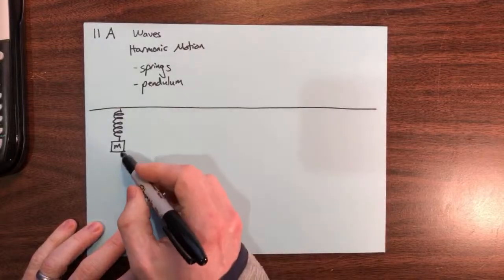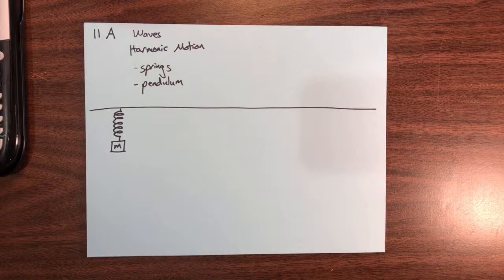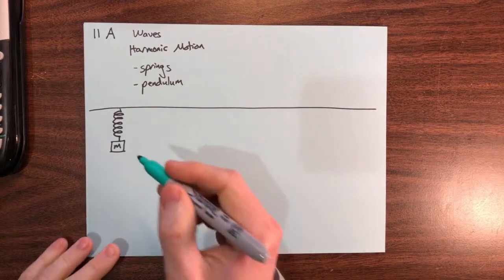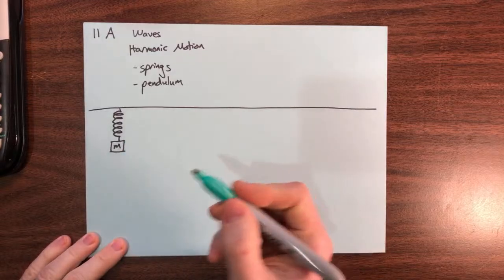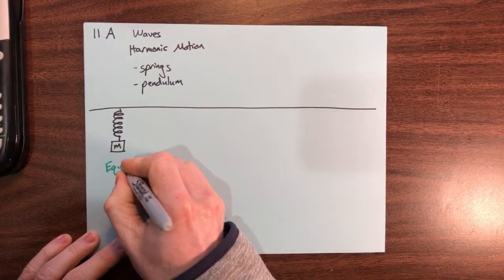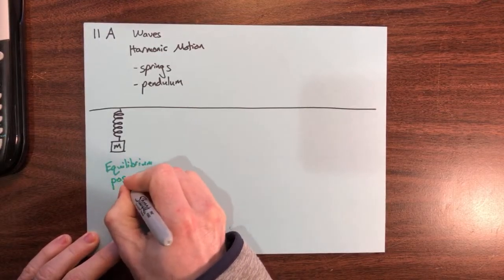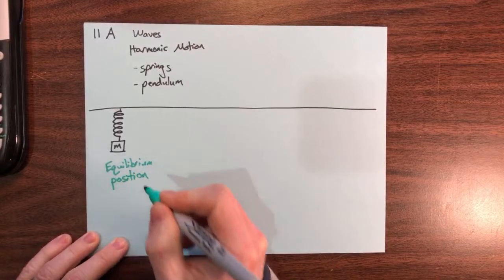Let's suppose our start is right here. Before you pull it down or stretch it out or push it up, before you do anything, it's going to be stopped, right? At this position, this is called the equilibrium position.